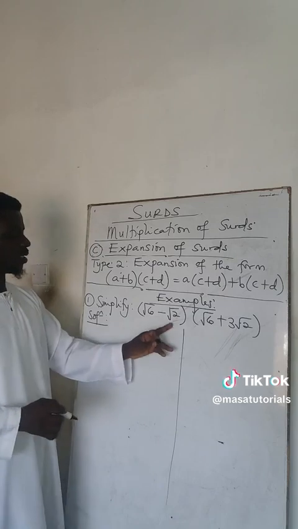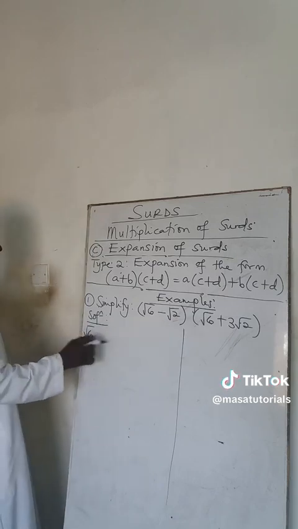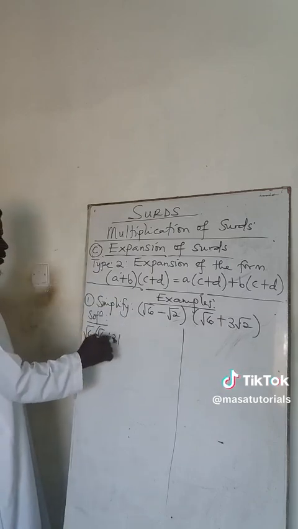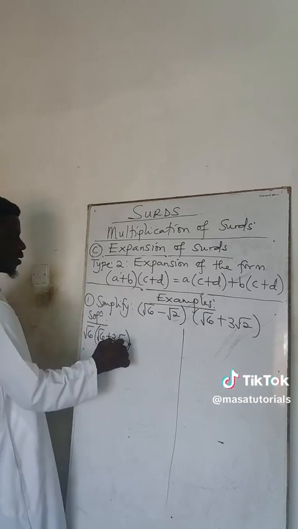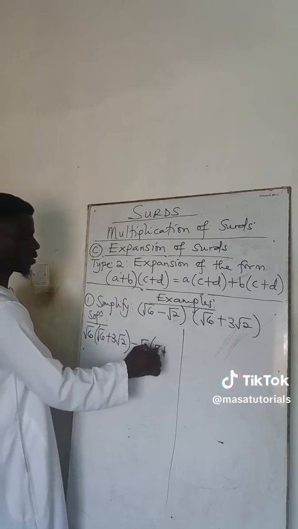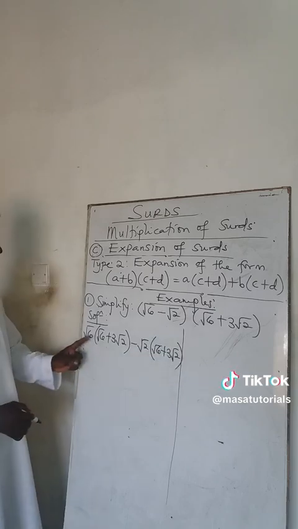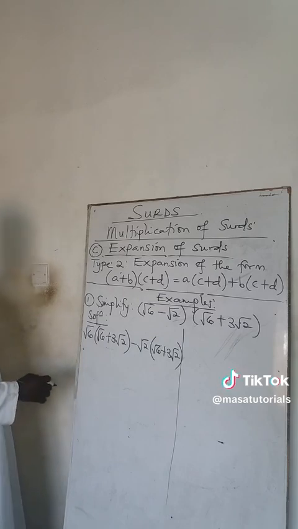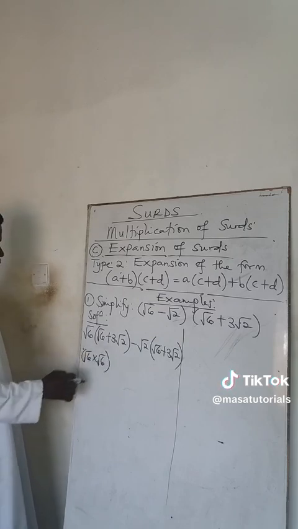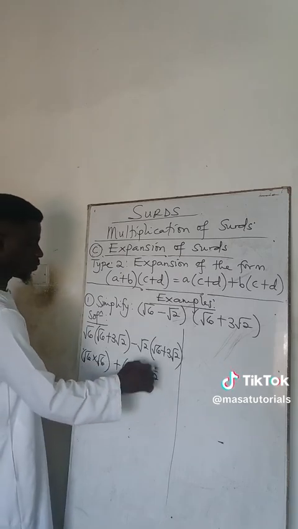Square root of 6 minus root 2 times that. The same thing, square root of 6 will come out, then we give what? Square root of 6 plus 3 square root of 2. Then minus square root of 2 will come out, we give square root of 6 plus 3 square root of 2. Now, square root of 6 times square root of 6. So let's expand square root of 6 times square root of 6, and plus square root of 6 times 3 square root of 2.